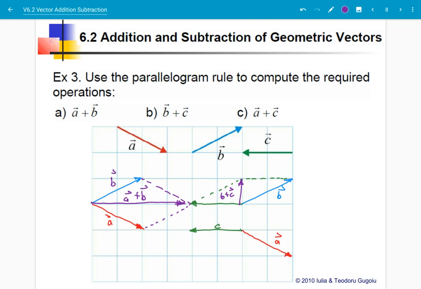So I just ran out of time, so I'm going to finish this from the last video. This is A plus C using the parallelogram rule. Okay.